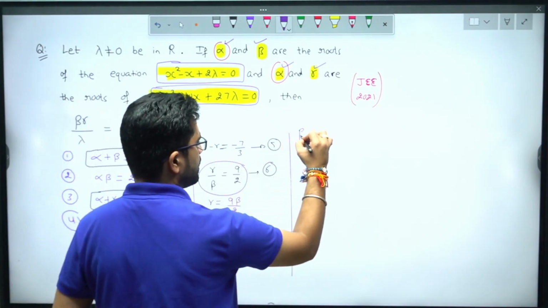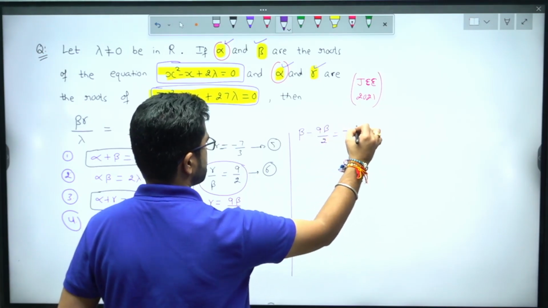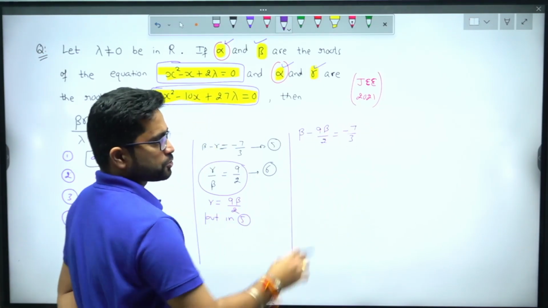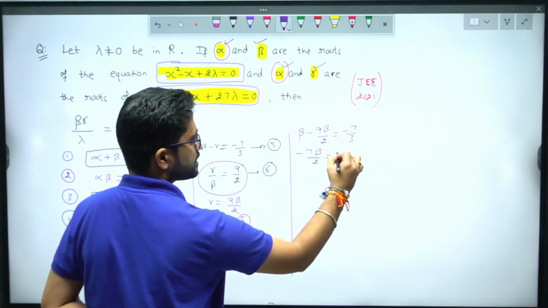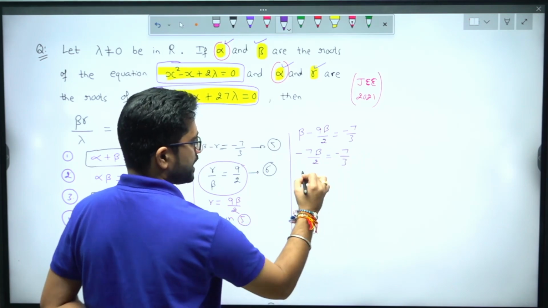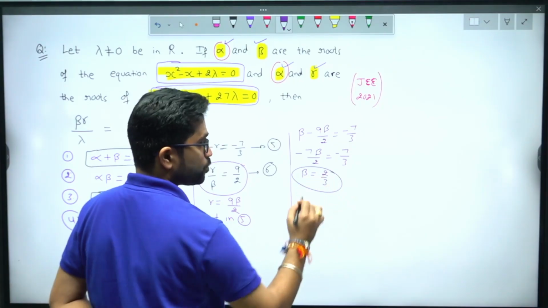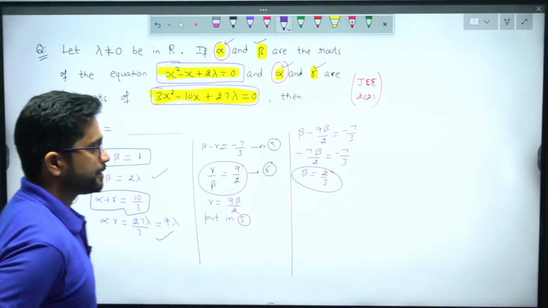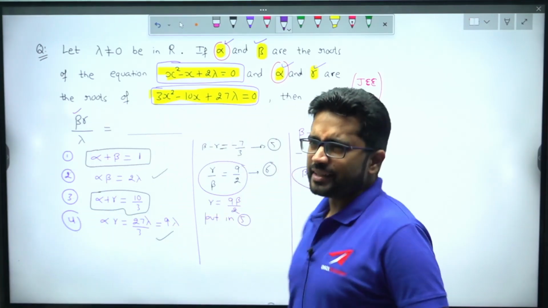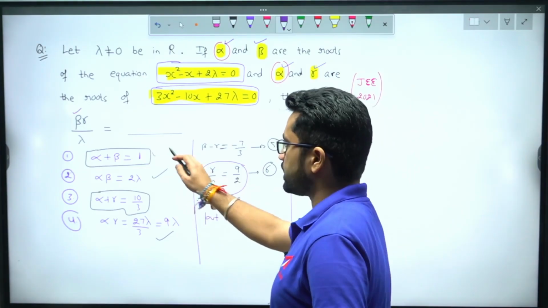So beta minus 9 beta by 2 is what? Minus 7 by 3. So the left hand side comes out to be minus 7 times beta by 2, and here it is minus 7 by 3. So guys, beta comes out to be simply 2 by 3. One term is eliminated. I got the value of beta. Okay guys, if beta is 2 by 3, now look at equation number 1.